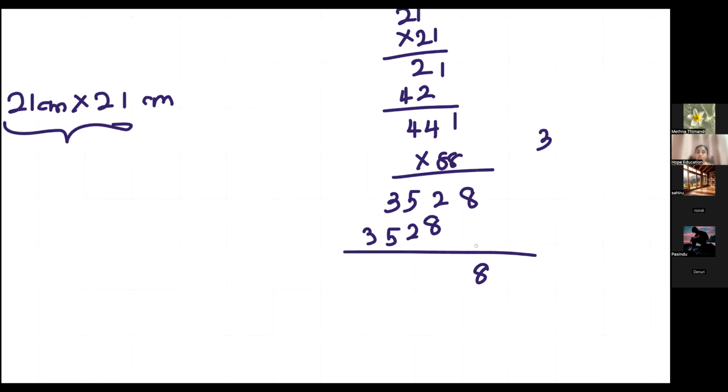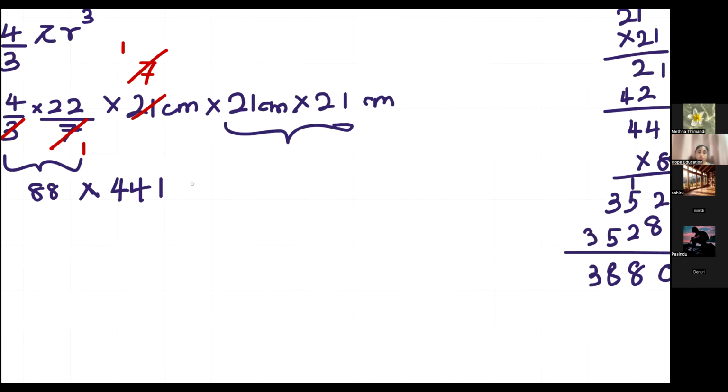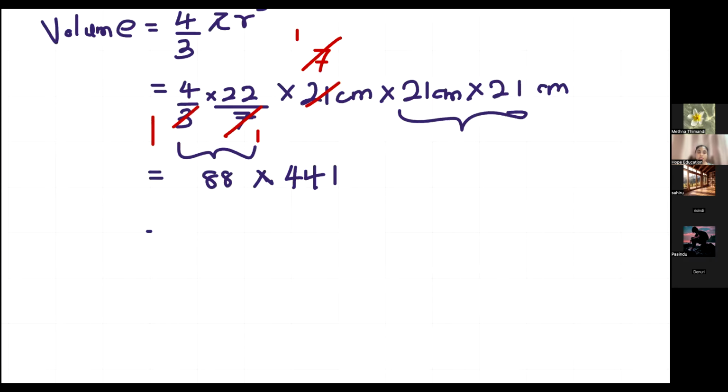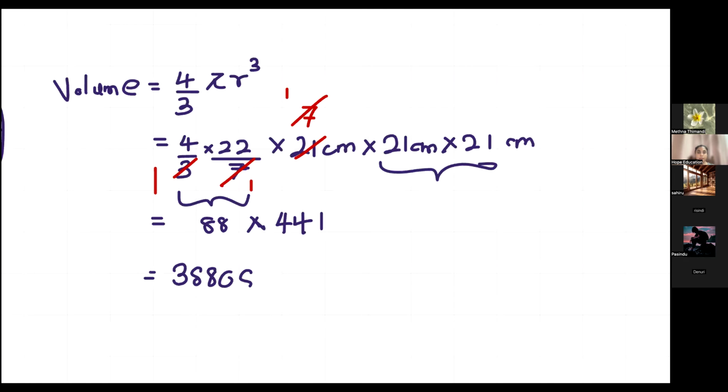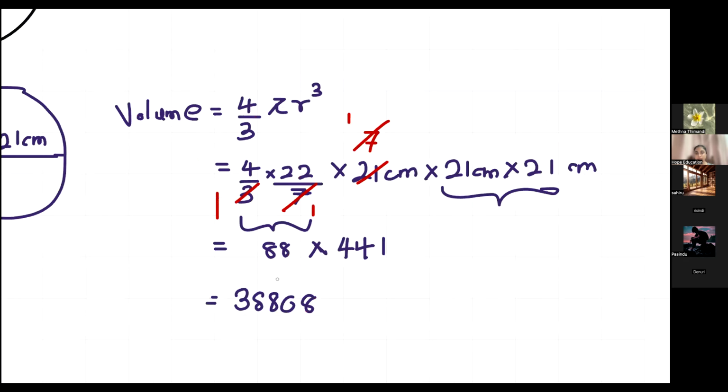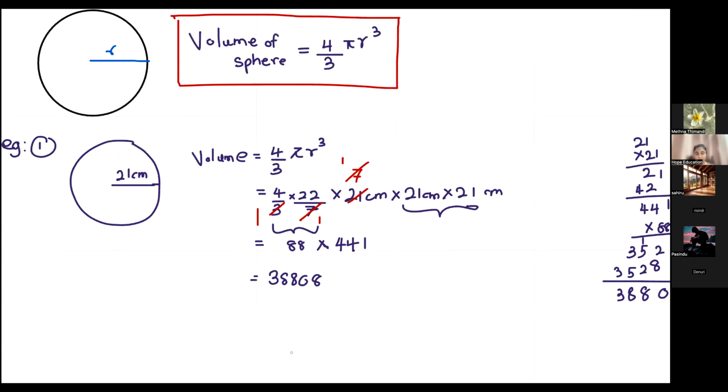8 plus 2 is 10, 1 remaining. 5 plus 1 is 6, 6 plus 2 is 8. 5 plus 3 is 8, 3. So we get 38808 cubic centimeters. So this is the volume of this particular sphere.